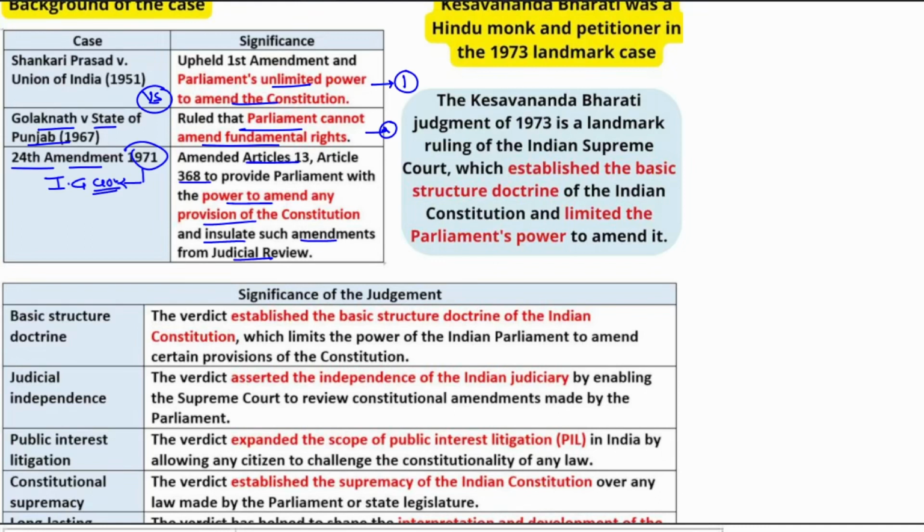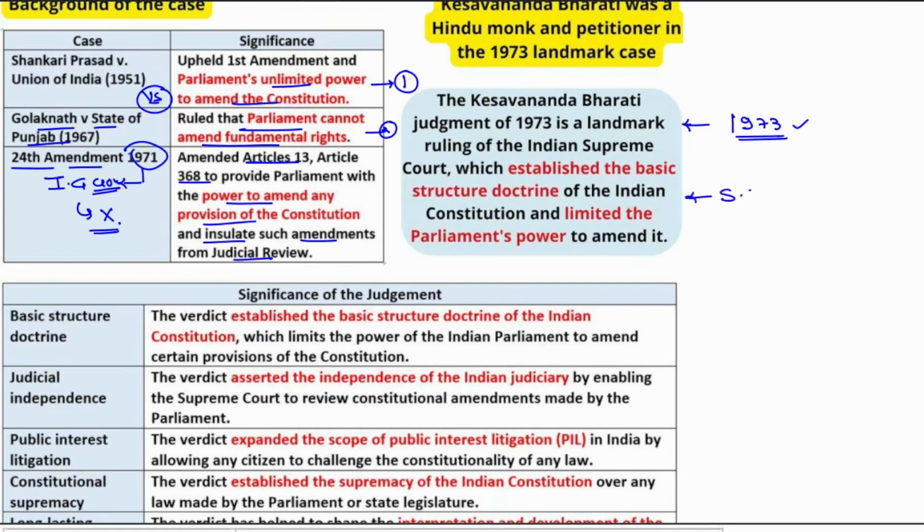So they also reversed the Golaknath thing and also said that these amendments will also not be justified. So it was completely, we can say, dictatorship here. All right. So this gave origin to the Keshwanand Bharati case of 1973. That is the one landmark case which established the basic structure doctrine of the Indian Constitution, limited the Parliament's power to amend it.